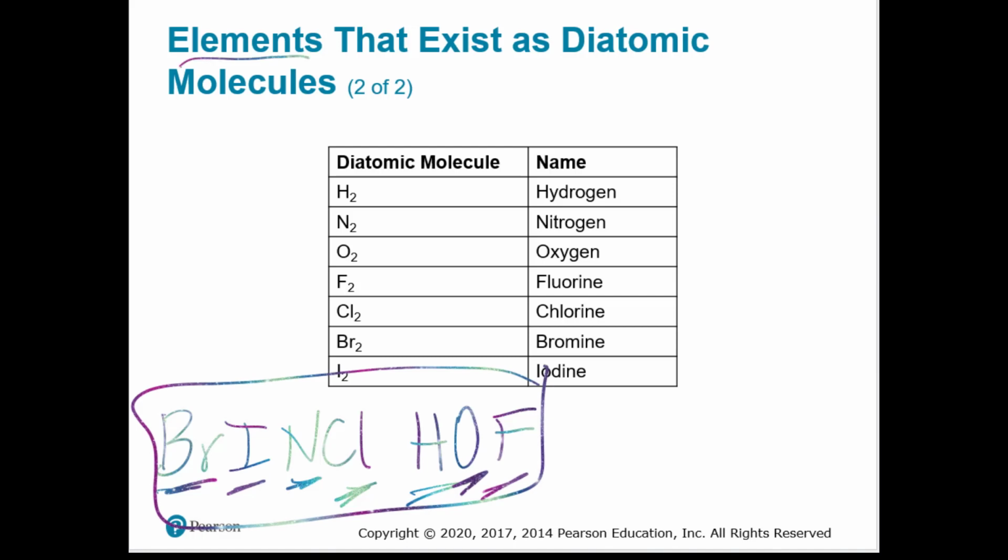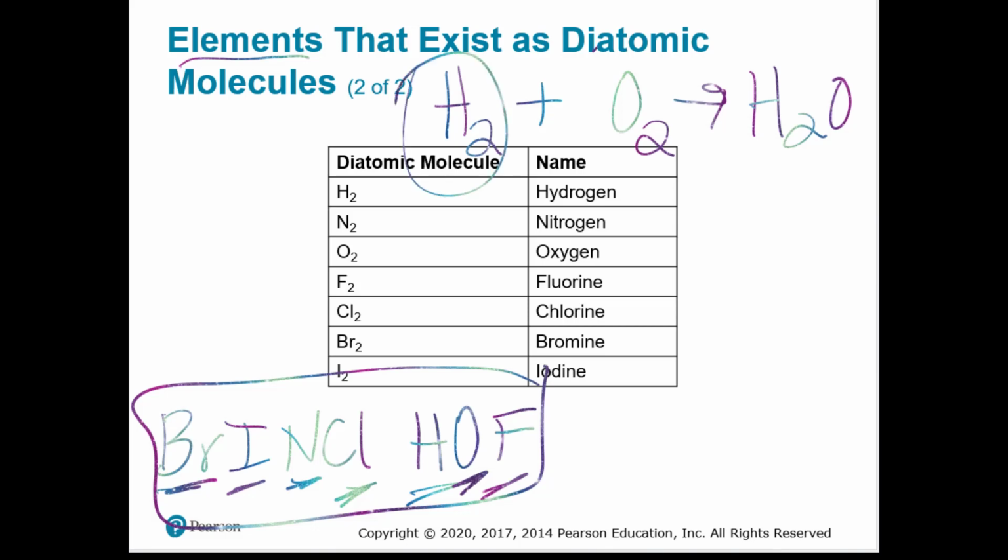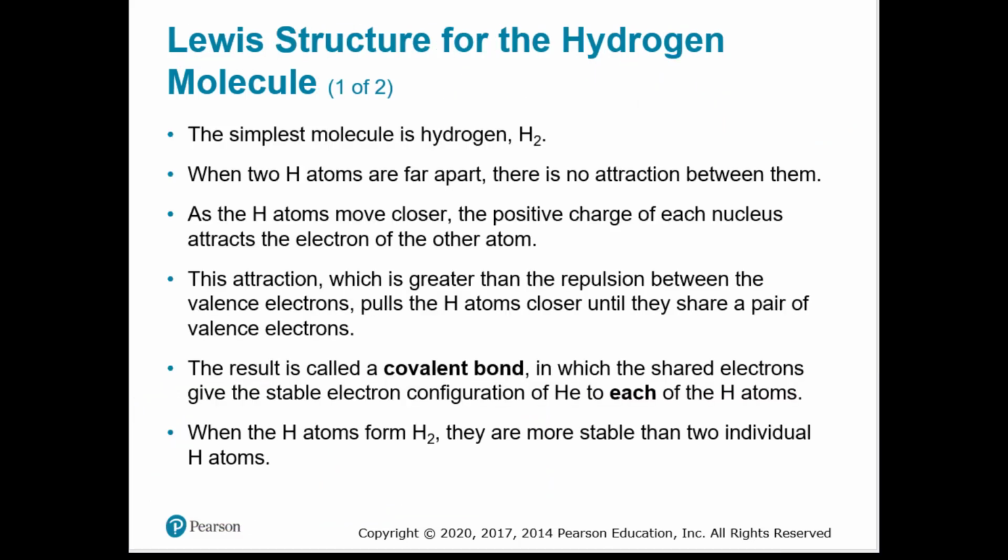Again, that's when they're by themselves. So if I said hydrogen plus oxygen can yield water, we don't just say H plus O to give me H2O. Hydrogen by itself is H2, oxygen by itself is O2. Now in a compound, that's not the case. We can have different numbers of hydrogens and oxygens when it's in a compound, but when they're by themselves, they are diatomic. So knowing that, let's look at the Lewis structure for the hydrogen molecule.